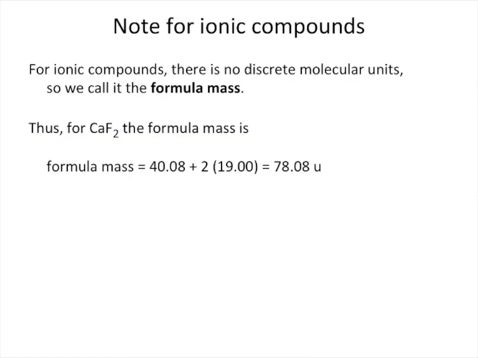So something to note is that since there's no discrete molecular units, it's a little weird to think of the molecular mass or the molecular weight. So instead we call it formula mass. And you just take the lowest number integer ratio and figure out what the mass of that is. So the formula mass for calcium fluoride, you take the mass of calcium, 2 times the mass of fluorine, and there you go. That's the formula mass for calcium fluoride. And you just treat it like it's a CaF2 unit.